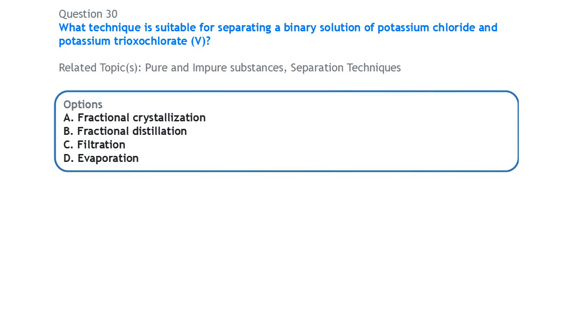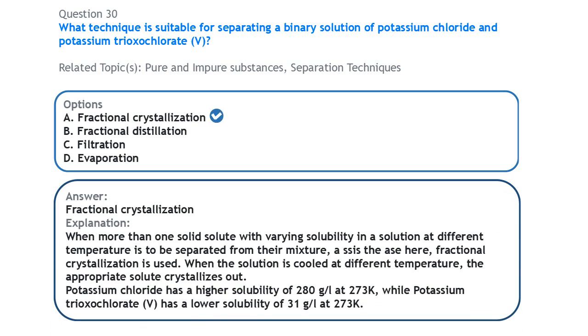Next question on substances. What technique is suitable for separating a binary solution of potassium chloride and potassium triiosochlorate? That will be by fractional crystallization. Okay, fractional crystallization can be used to separate a solution of potassium chloride and potassium triiosochlorate 5.